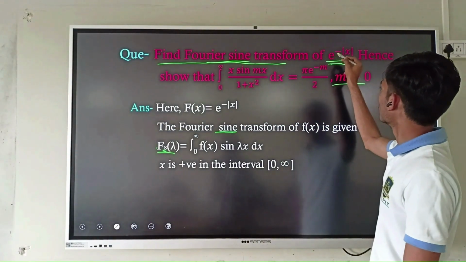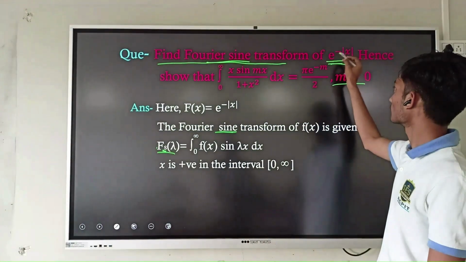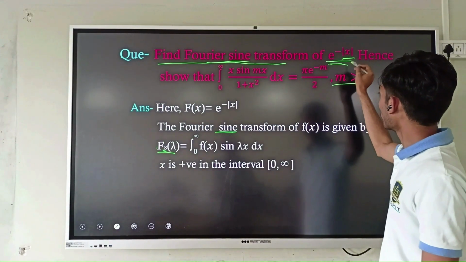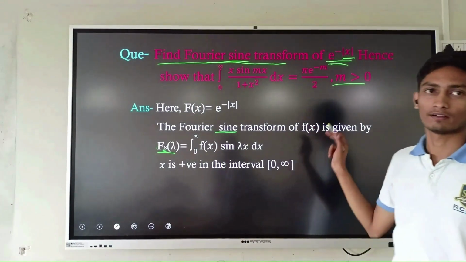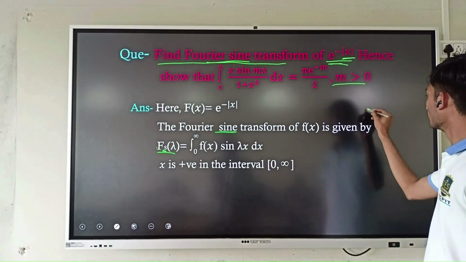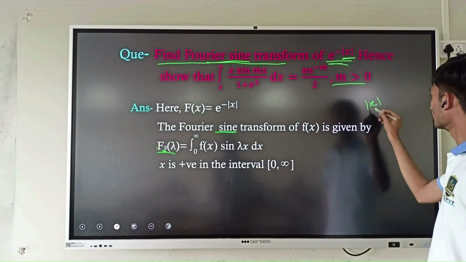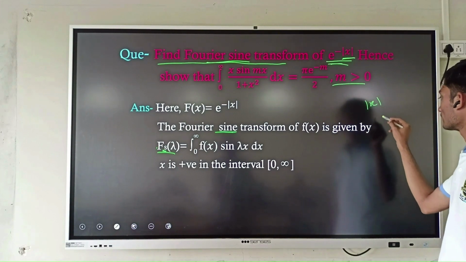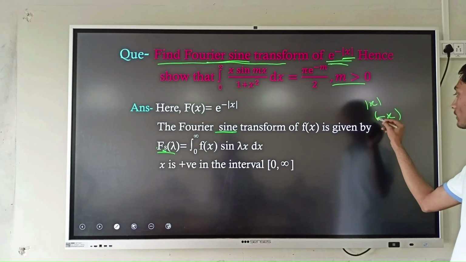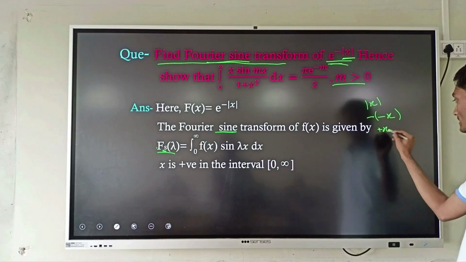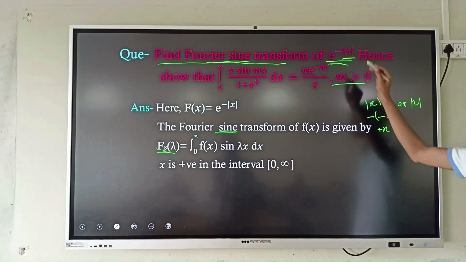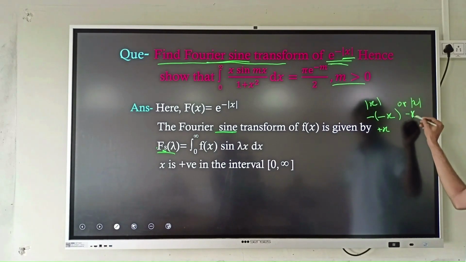So here we have our function e raised to power minus mod x. Due to this mod x, we have to find limits. If our variable x is negative, then after getting it out of the mod, it becomes minus into minus, that is plus x. If our variable x is positive, then after getting it out, it becomes minus x.